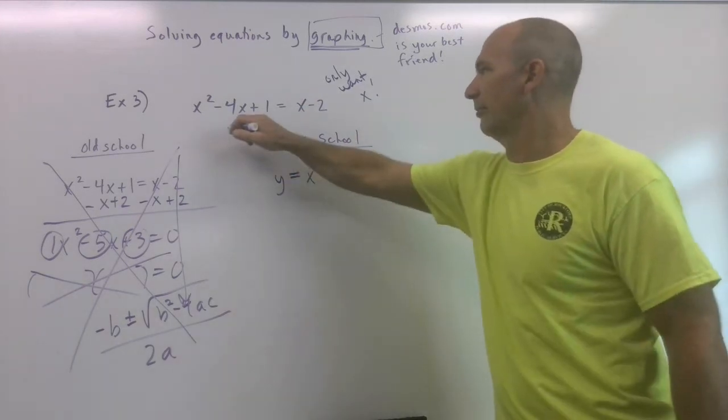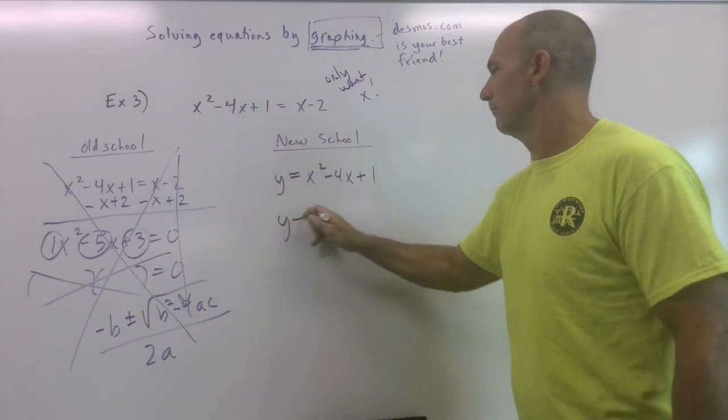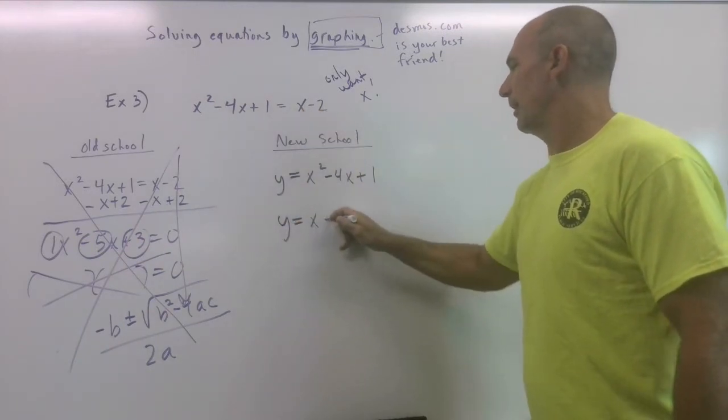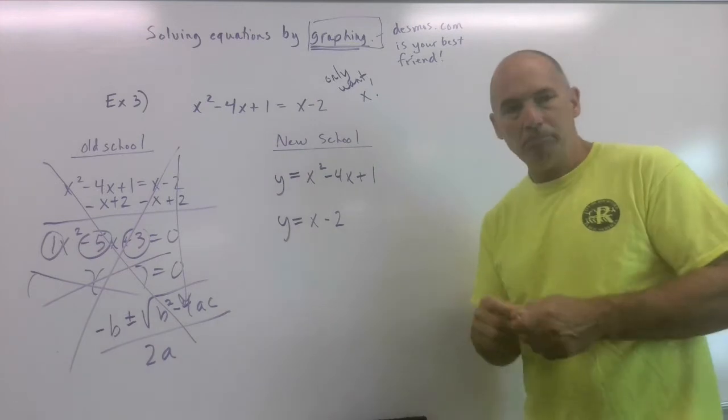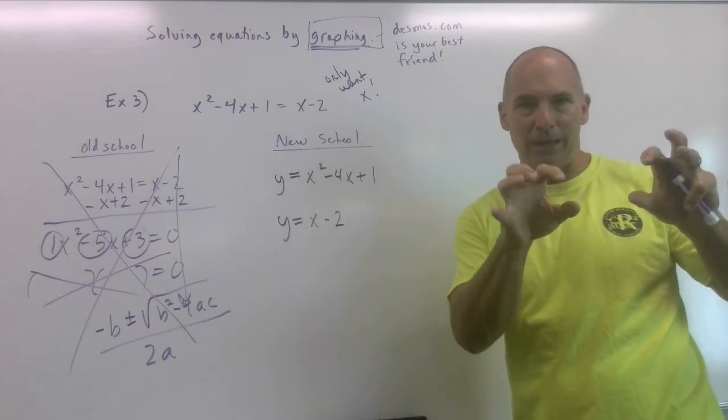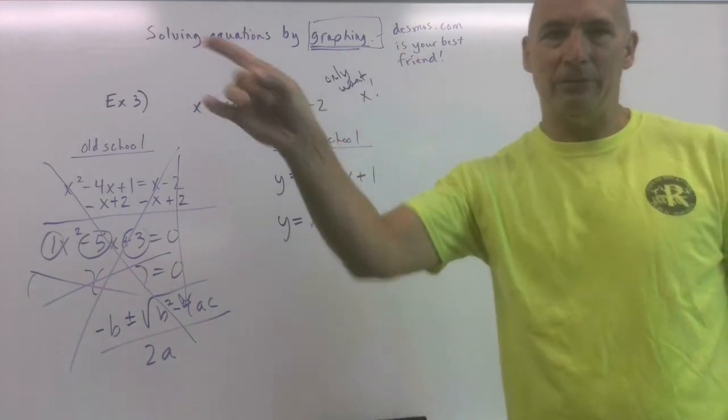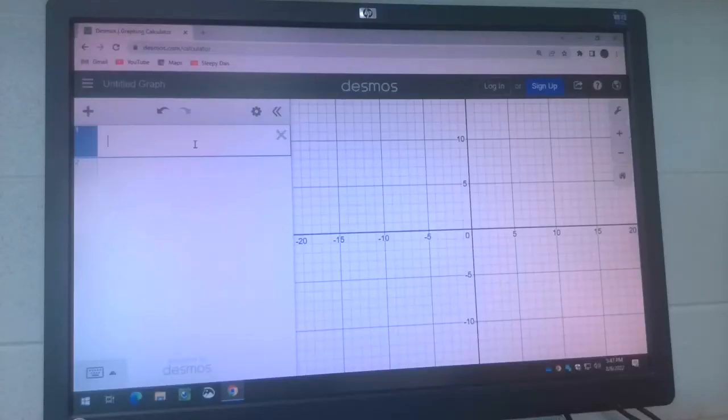So y equals this stuff, the left-hand side. Y equals this stuff, the right-hand side. And now we can use decimals.com, our best friend. Back to my classroom computer. Okay, so the first one we're going to graph is our y equals x squared minus 4x plus 1.